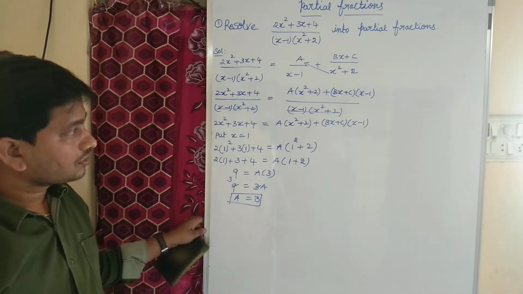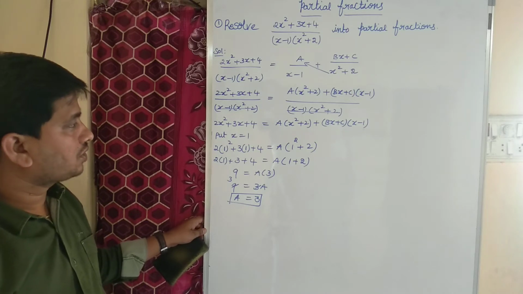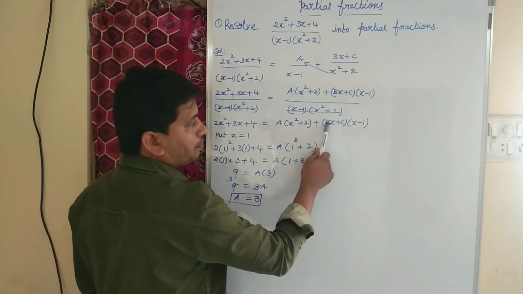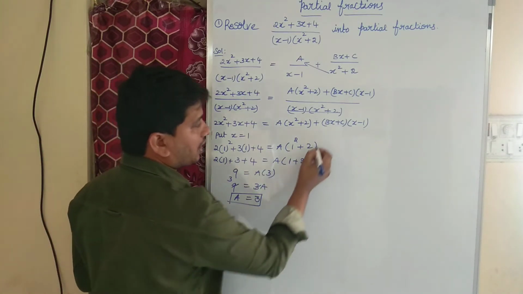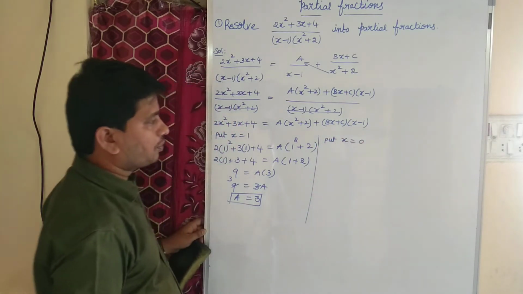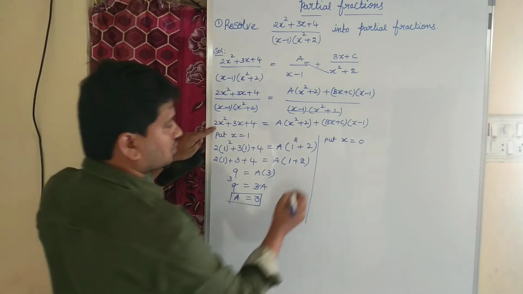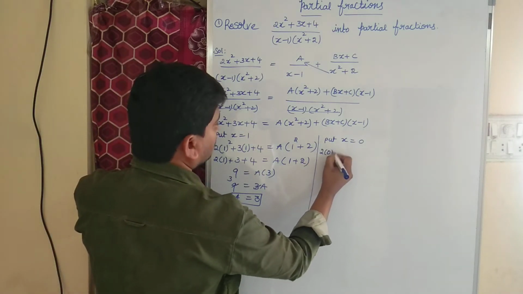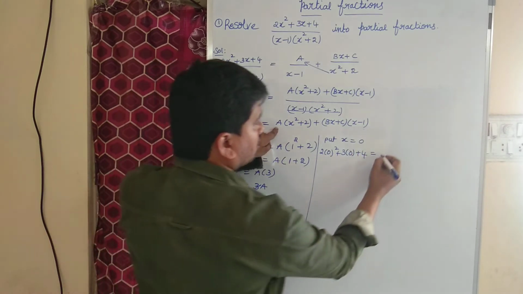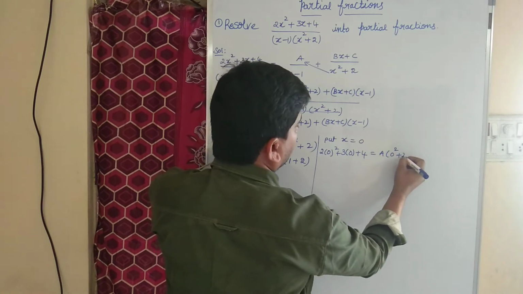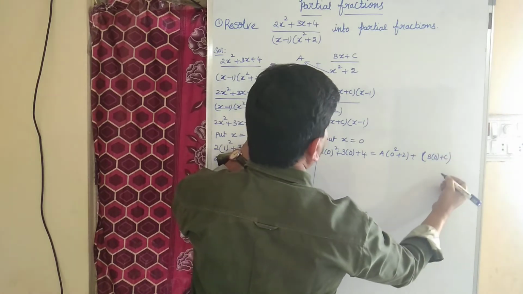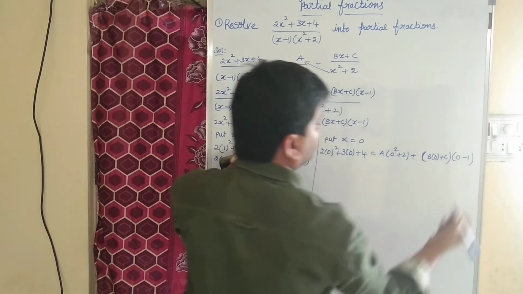So now put x equal to 0. What will happen now? If I put x equal to 0, b into 0 becomes 0, children. Now let me put x equal to 0. So 2 into 0 square plus 3 into 0 plus 4 equal to a into 0 square plus 2 plus b into 0 plus c into 0 minus 1.